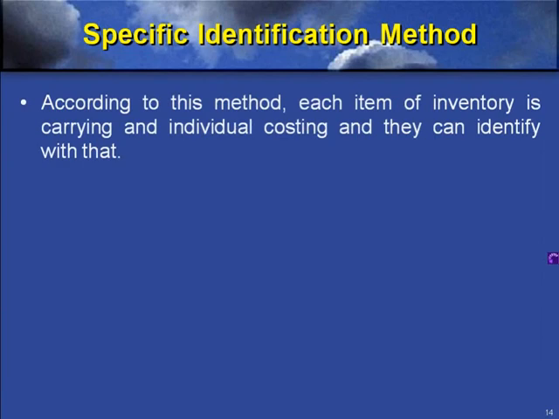According to this method, each item of stock carries an individual cost, and they can be identified with that. It means if suppose you are keeping 10 types of stock in your store, we can identify each category with its own cost, because that was purchased by us at different costs. And this is the symptom of this system, that you will take different costs for different quantities.